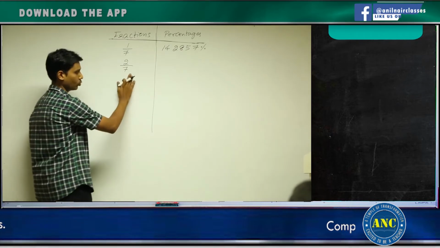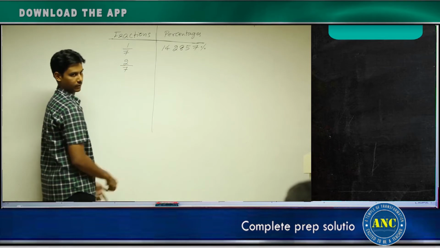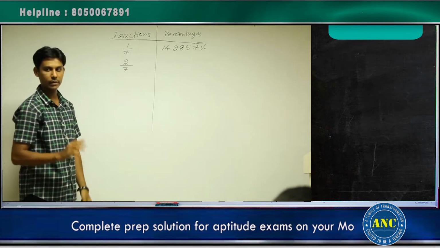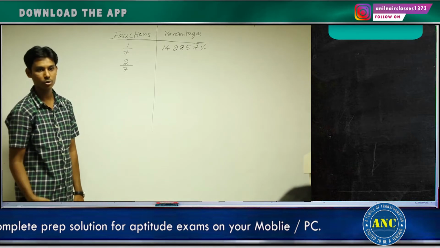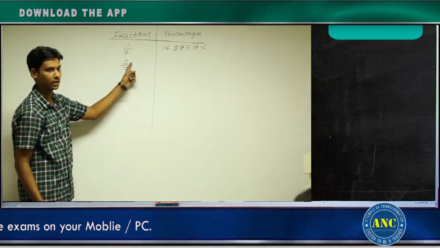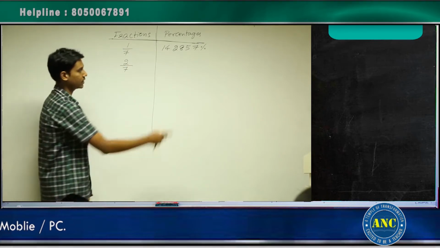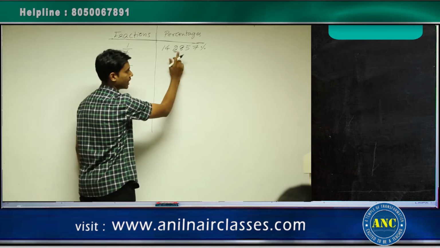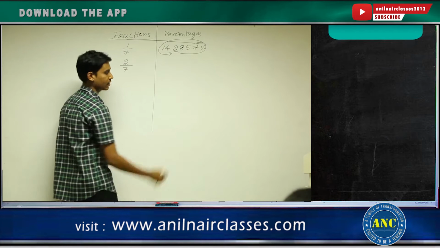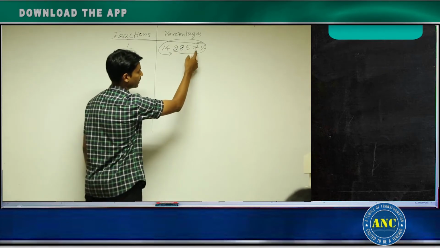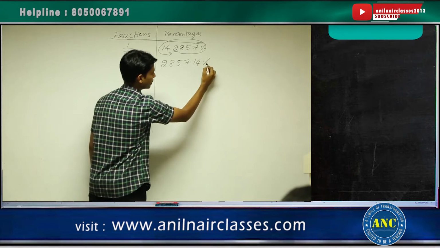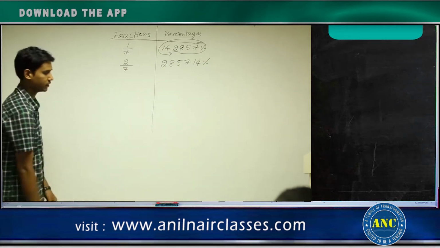Second way. See here. 2 by 7. Assume it as 20 by 7. That means I am multiplying the numerator by 10. It becomes 20 by 7. How many times will 7 go into 20? 2 times. 7 into 2 is 14. 7 into 3 is 21. It is exceeding 20. That means it will go only 2 times. Where is the 2 in this? 2 is here. Start from 2. Write down in cyclic order. Your answer is 285714. After 2 places, keep a decimal point.